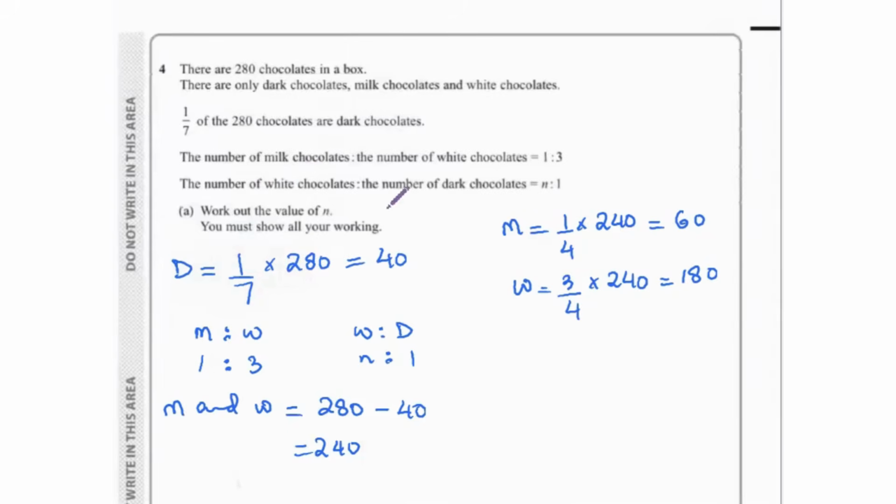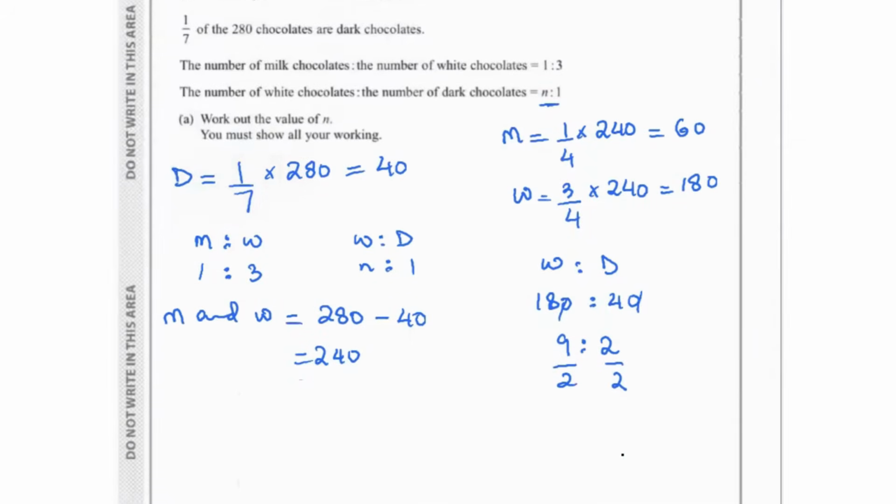To figure out the value of n, white to dark is going to be 180 to 40. The zeros get cancelled out. 18 to 4 is going to be 9:2. Since the ratio is n:1, we divide both by 2, which leaves n as 4.5. So n is 4.5 in this case, or you can even write it as 9/2. Either way, it's going to be correct.